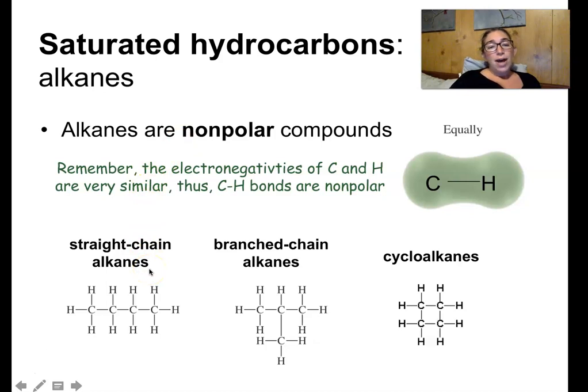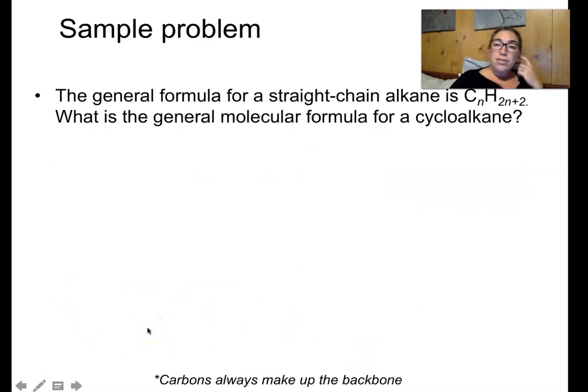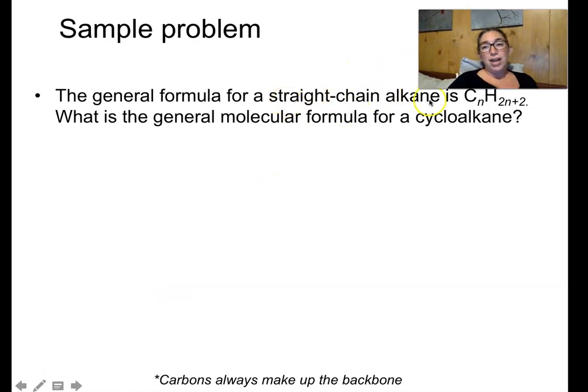So alkanes can be straight chain, where all the carbons are linked in a row, or they can have branching chains, where some of the carbons are linked in a row and some of them branch off. Or they can be cyclic. We call these cycloalkanes, where the carbons are linked together. Notice that in all of these, the carbons make up the center or backbone, and the hydrogens stick out of the periphery.